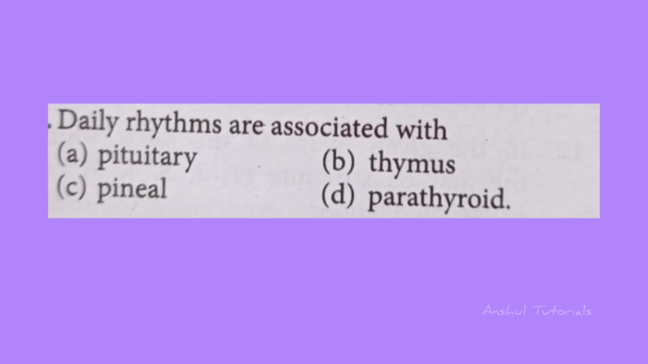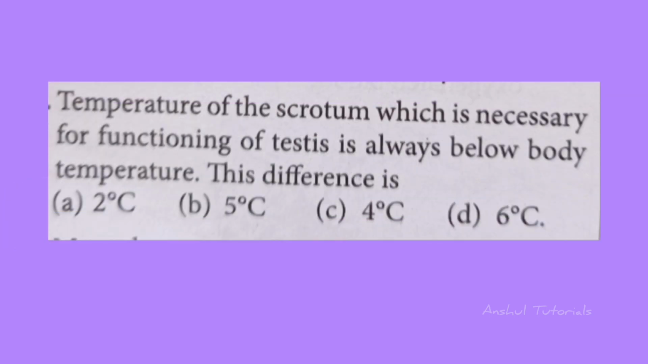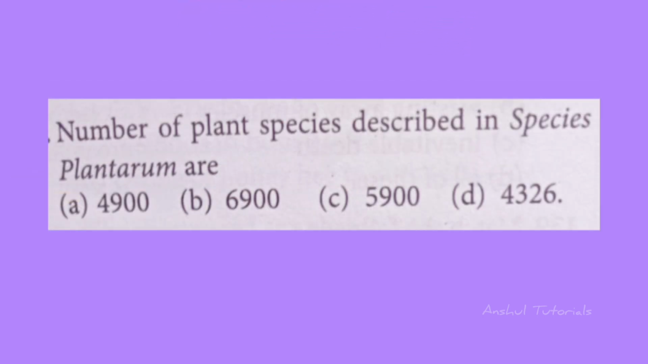And the next question is, daily rhythms are associated with, so the correct answer is option C, that is pineal gland. The temperature of the scrotum, which is necessary for functioning of testis, is always below the body temperature. This difference is, so the correct answer is option A, that is 2 degrees Celsius. Number of plant species described in Species Plantarum are, so the correct answer is option C, that is 5900.